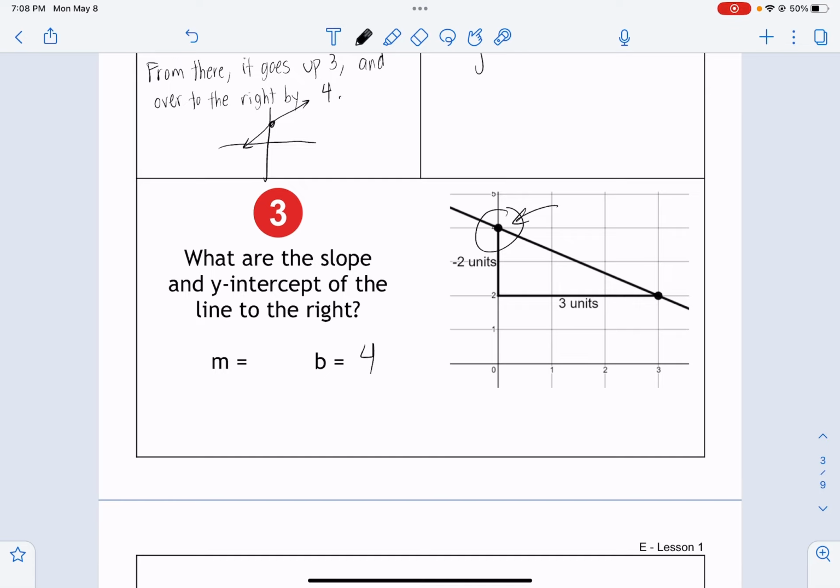Now the slope is rise over run. We can see this rise over run is already indicated in our question. The rise here is -2. The run is 3. So we have a slope of -2/3. And there you go. That's all you need to find the m and b values: the y-intercept and the rise and run.